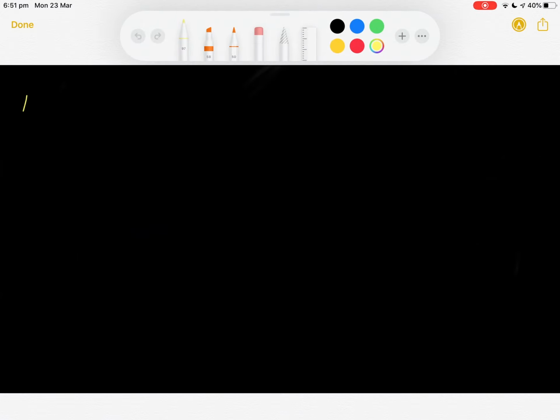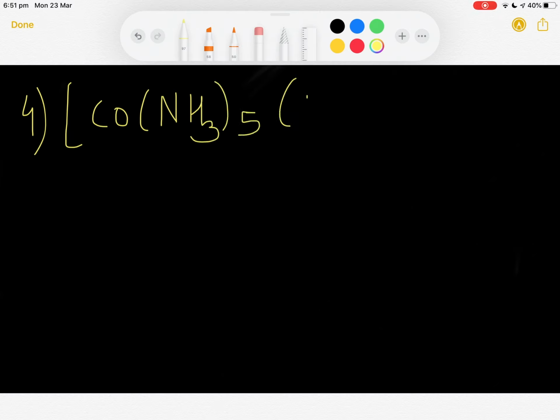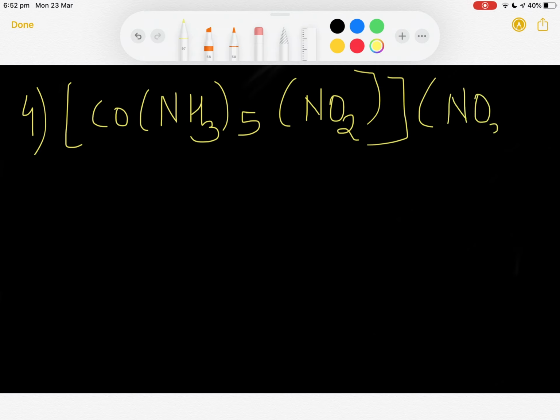Now this is the 4th example we are working upon. It's [Co(NH3)5(NO2)], and outside the coordination sphere I have taken NO3 whole twice. Fine. Now here you can even understand how to write the primary valency.